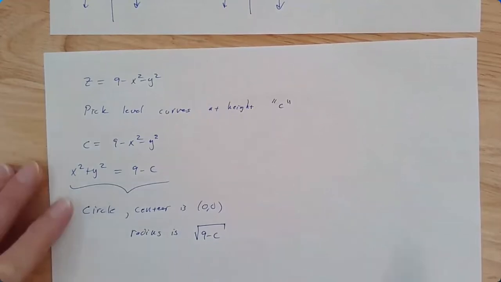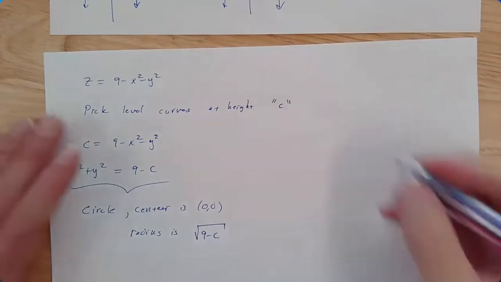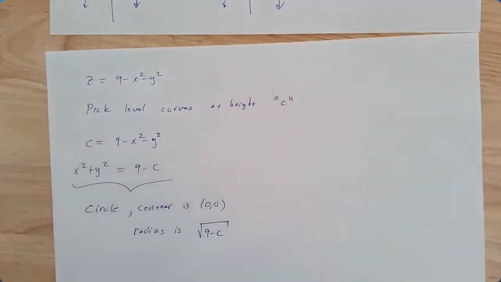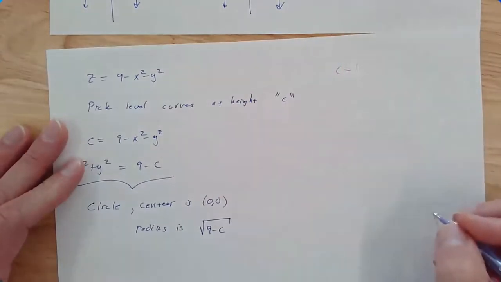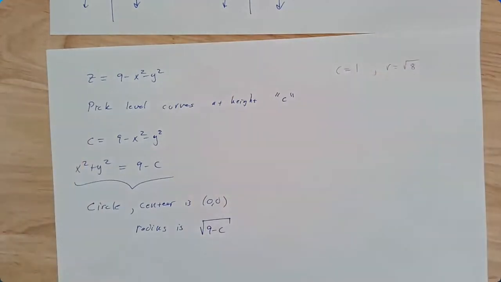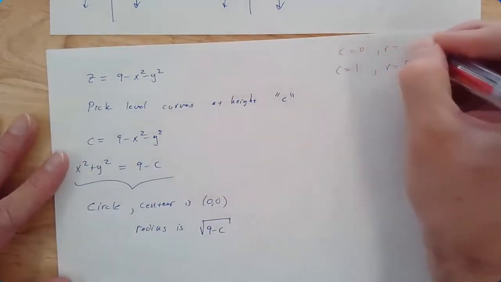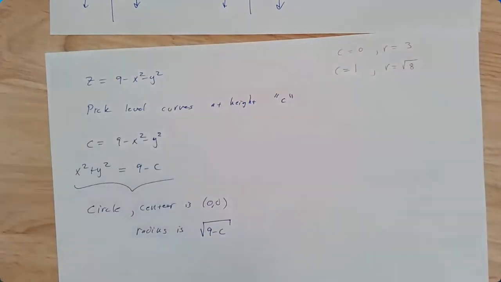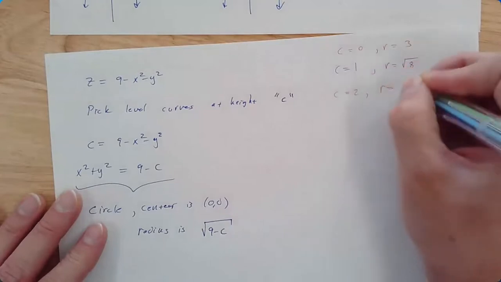So then, I can use my cup. Oh, yes, it's time to use the coloring pen. I'm really thrilled about this. So for C equal to 1, I forgot to say, we have a radius of the square root of 8. For C equals 0, we have a radius of 3. And for C equals 2, we have a radius of the square root of 7.